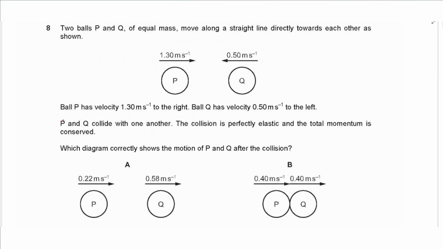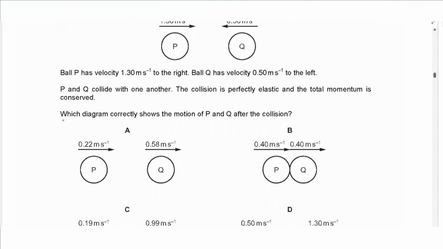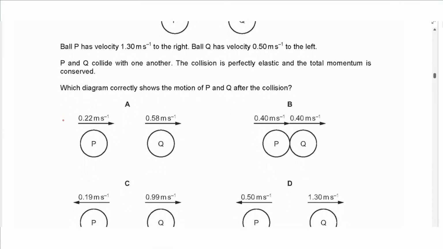Question 8 says two balls P and Q of equal mass move along a straight line directly towards each other. As shown, ball P has velocity 1.3 meters per second to the right, ball Q has velocity 0.5 meters per second to the left. P and Q collide with one another, the collision is perfectly elastic, and the total momentum is conserved. Which diagram correctly shows the motion of P and Q after the collision?